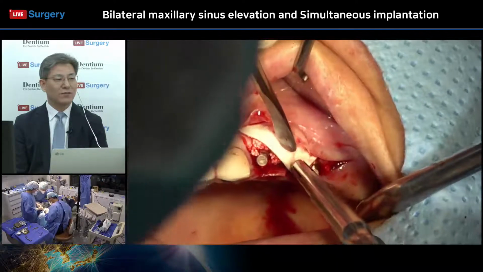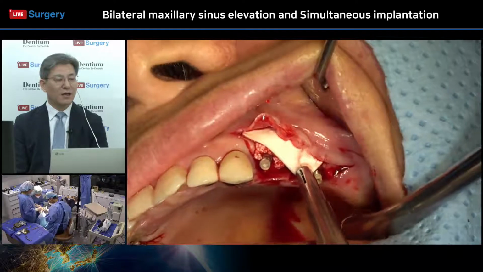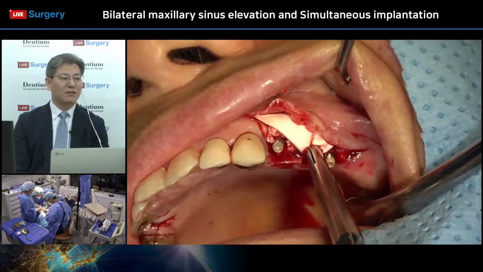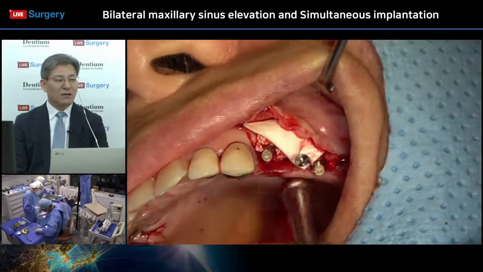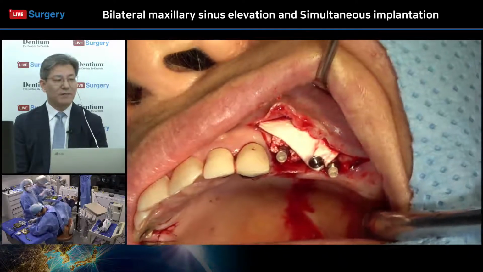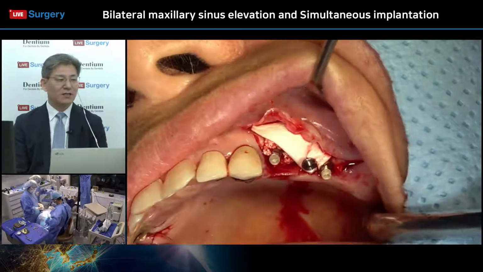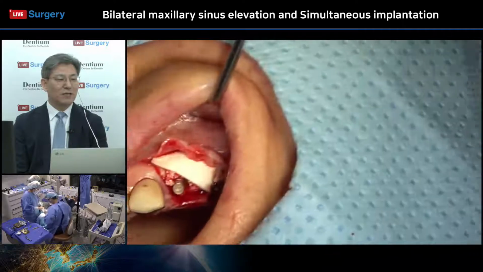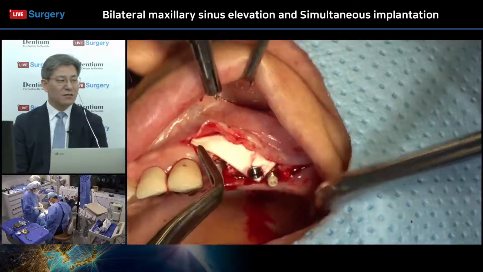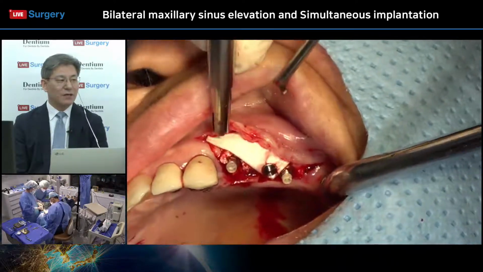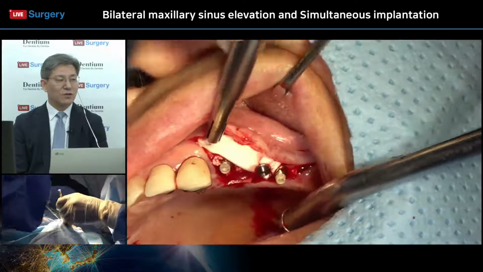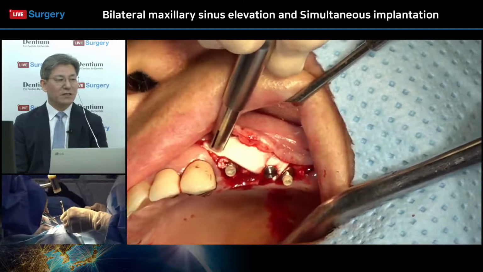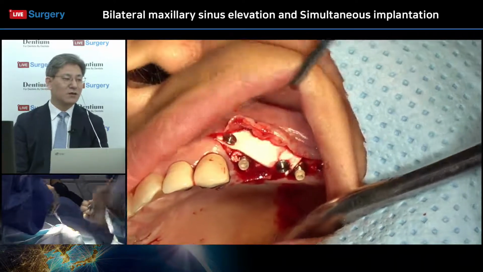Okay, so the bigger collagen membrane is fixed by the membrane pin, and this membrane pin is very versatile. This pin can be used for fixation of the flap, as you can see. As you can see, on the right side of the sinus surgery area, this pin is also used for fixation of the collagen membrane.